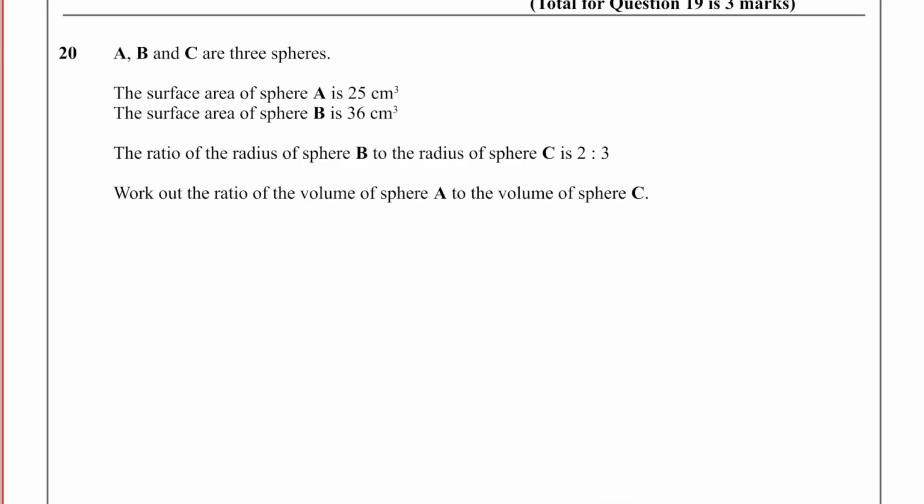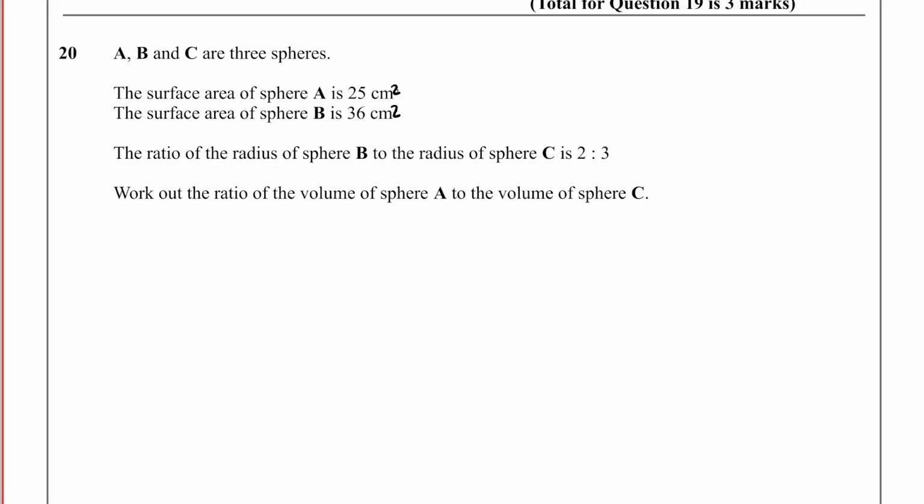Question 20. A, B, and C are three spheres. The surface area of sphere A is 25 centimeters squared. The surface area of sphere B is 36 centimeters squared. The ratio of the radius of B to the radius of C is 2 to 3. Work out the ratio of the volume of sphere A to the volume of sphere C.